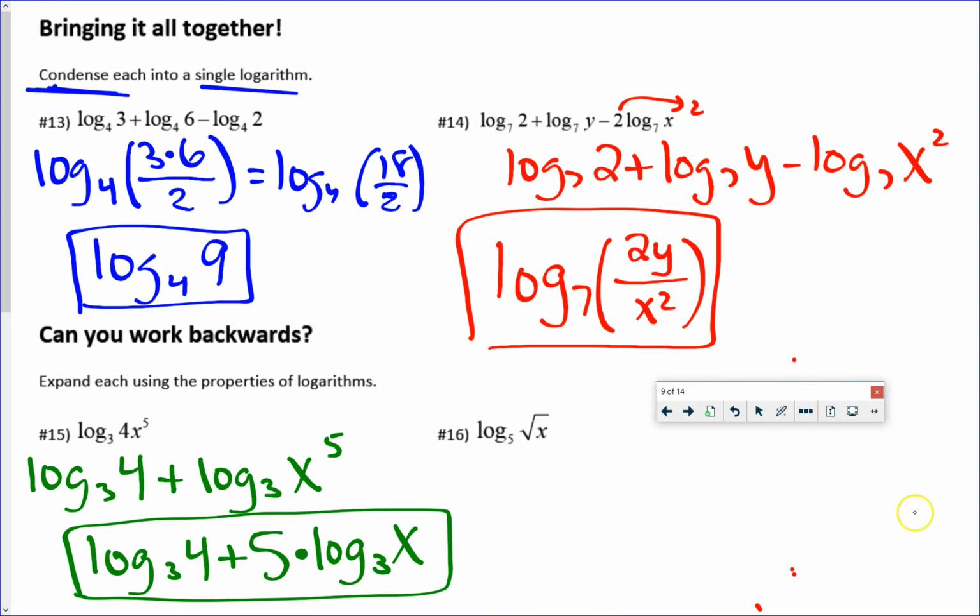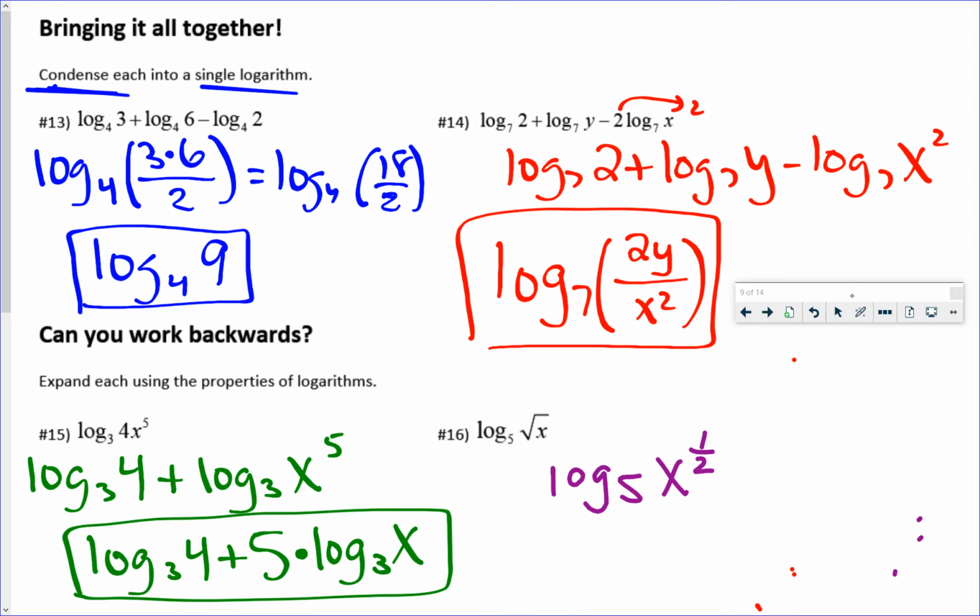Okay. 16. It looks so easy, doesn't it? It looks simple, but you're freaking out because you see a square root. You should not freak out because you see a square root, because we know how to make square roots into exponents, don't we? What's the power of this? My power is 1. My root is 2, right? It's a square root. So that's the same thing as having log base 5 of x to the 1/2. We know this. We've done this before. So now this is just a power problem. So my 1/2 needs to get moved to the front times log base 5 of x.